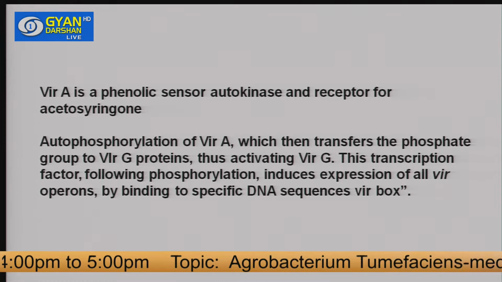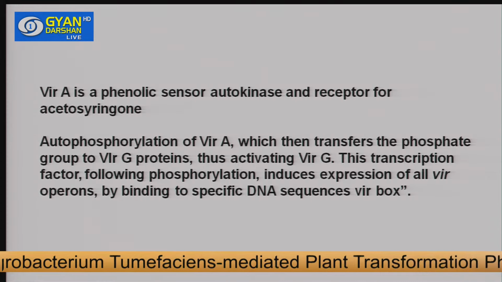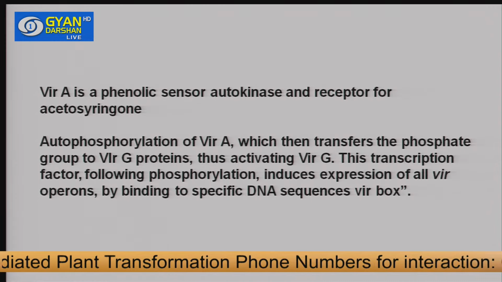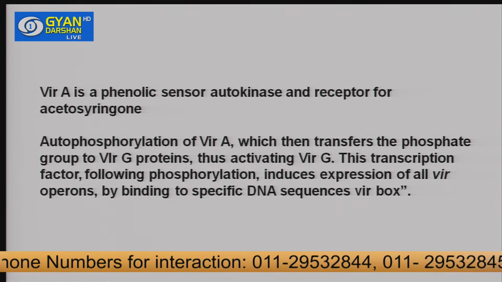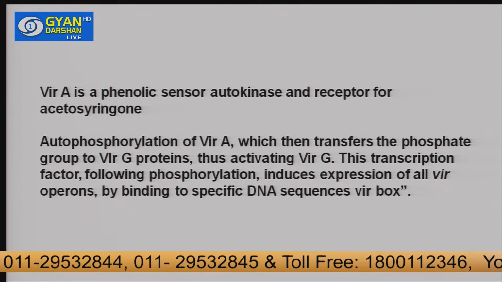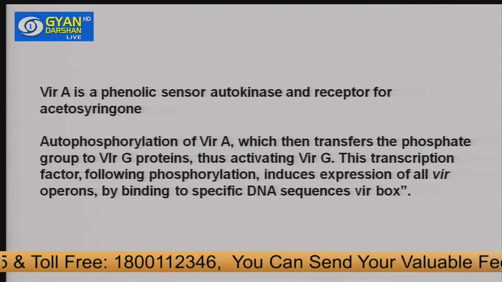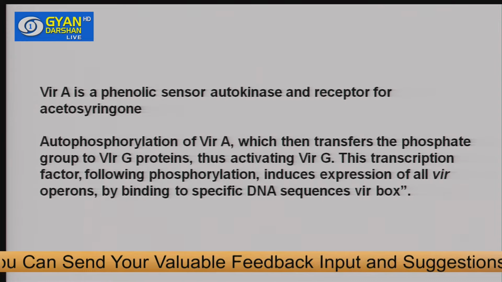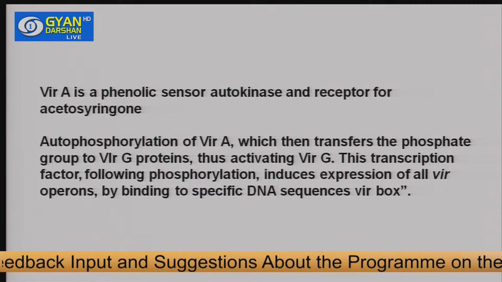So there is an autophosphorylation of VIR A, and thereafter, after it undergoes this phosphorylation, it transfers the phosphate group to VIR G, and therefore VIR G gets activated. So VIR A is an autokinase, there is an autophosphorylation, and thereafter it transfers the phosphate group to VIR G. VIR G gets activated, and it is a transcription factor, which means that several genes are under the control of VIR G. That is, when VIR G gets activated, there are several downstream VIR genes.